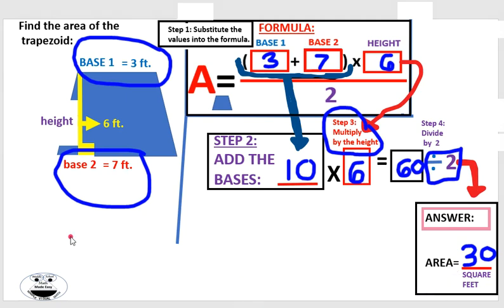So I hope you found this helpful. This is using the skill of substituting the information given to us into the formula, and then using the formula as our recipe, PEMDAS, parentheses first, and then we are doing the other operations until we get the area of the trapezoid.